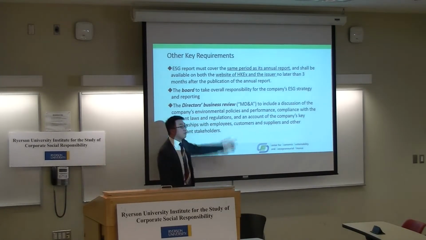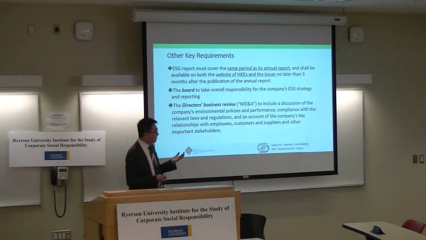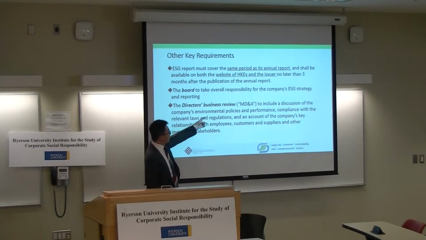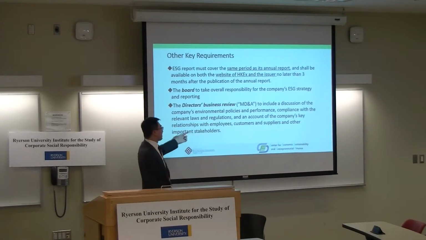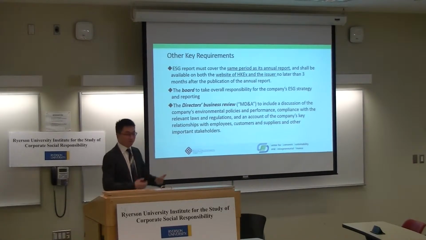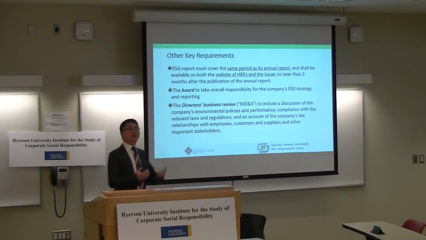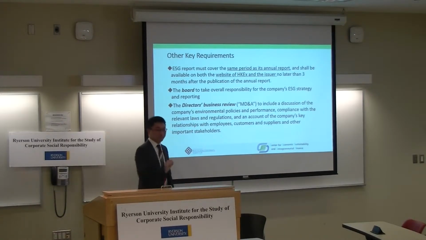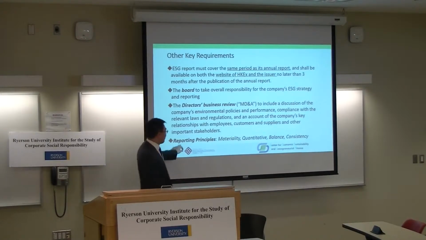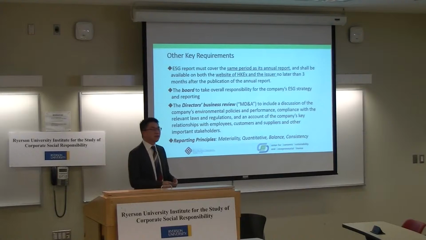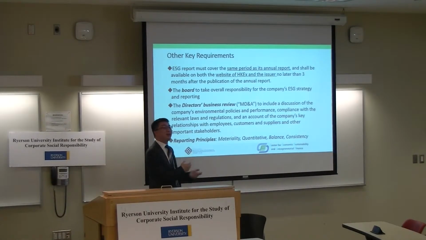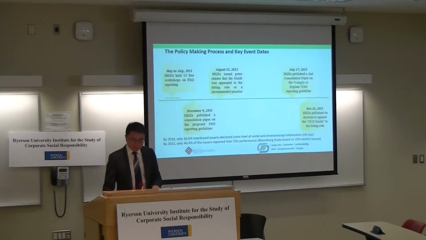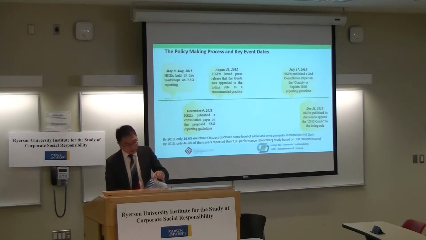And then in the Directors' Business Review section, which is usually the MD&A section, the listing rule said directors must include a discussion of companies' environmental policies and performance, compliance with relevant laws, and an account of companies' key stakeholders and how you deal with them. So in other words, make sure that directors do not just delegate all this reporting to a nobody, and that directors must physically address these concerns. And it set out several reporting principles: materiality, quantitative, balance, consistency. Although this wording sounds a little bit different from the GRI 6 principles, I checked, and they roughly cover similar aspects. So, okay, this is a substantive requirement.